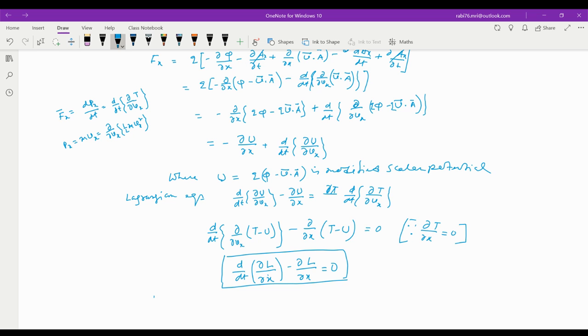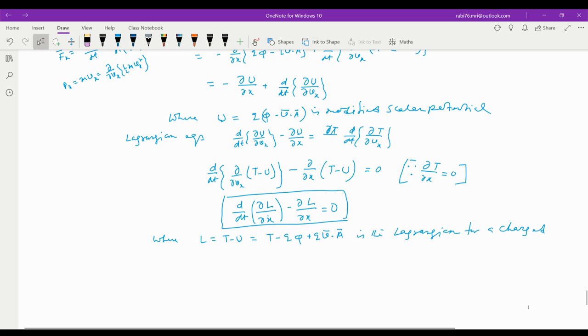So the Lagrangian, where L equals T minus u equals T minus q phi plus q v dot A, is the Lagrangian for a charged particle having charge q, for a charged particle in an EM field, electromagnetic field. Is it clear?